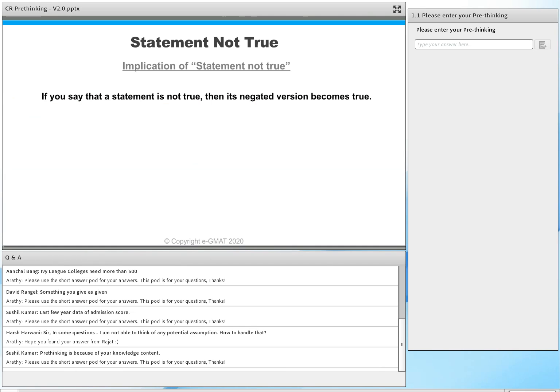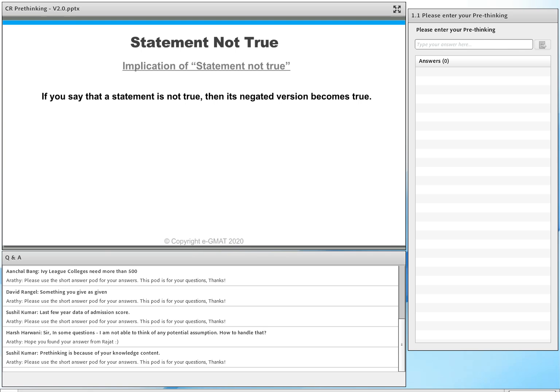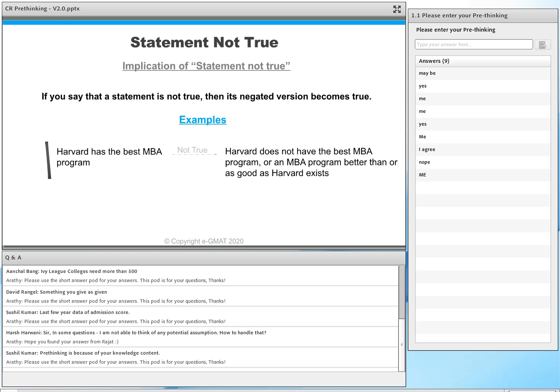Now, some of you may be thinking, how can you say that when I say a statement is not true, its negated version automatically becomes true? How many of you are thinking that? If you say a statement is not true, by definition, you're also saying its negated version is true. A few of you are saying yes. Okay, so let's take some examples. Let's take this statement: Harvard has the best MBA program. If you say that statement is not true, by default, what you're also saying is that Harvard does not have the best MBA program, which is the easier negated version.